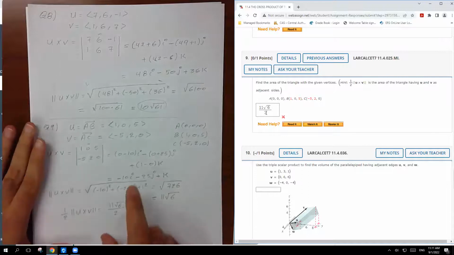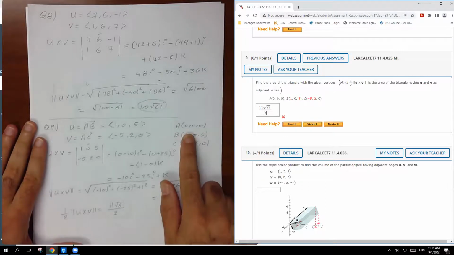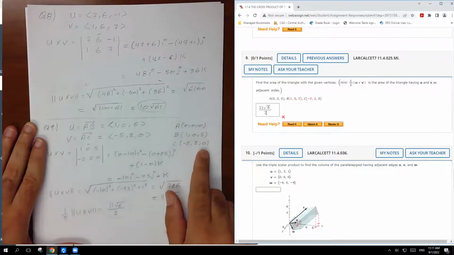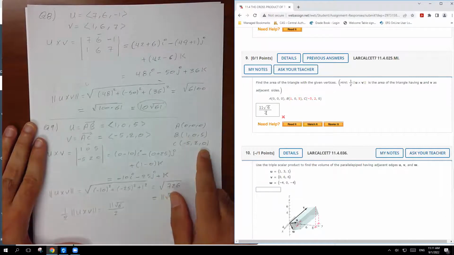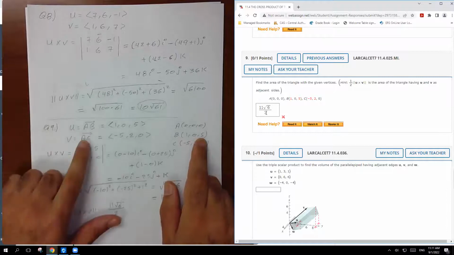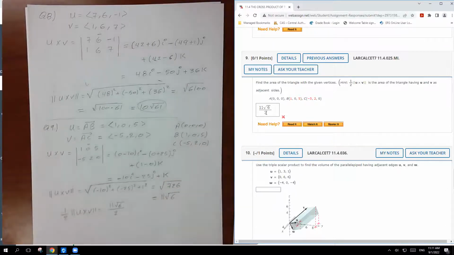Let's try on here. The points 1, 0, 5, -5, 2 and 0. Okay, so I say AB, so 1 minus 0, 0, 5. And AC, what, say it again? Isn't 9 and 8 different because it's the area of the parallelogram and an area of a triangle? Wait a minute. Never mind, I'm thinking wrong.